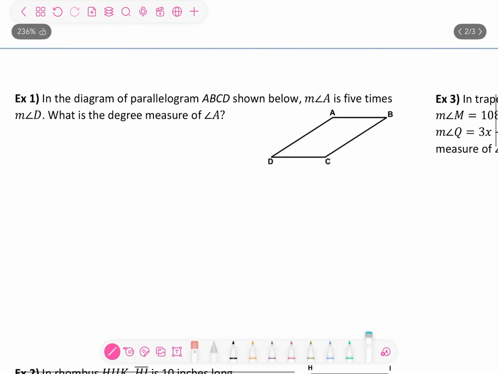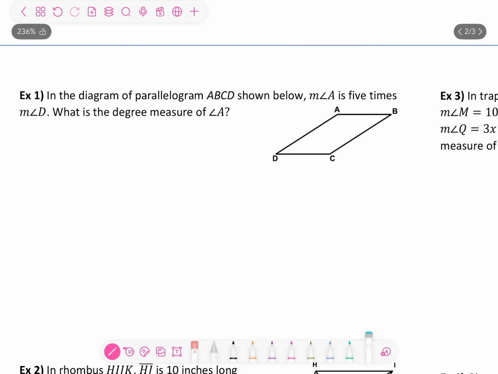So let's see. In the diagram, measure angle A. Angle A is this angle here at the top. This angle is 5 times the measure of angle D. So I'm just going to call these A and D to make it easy. The measure of angle A is 5 times the measure of angle D. So A equals 5 times D is basically what it's telling me, right?